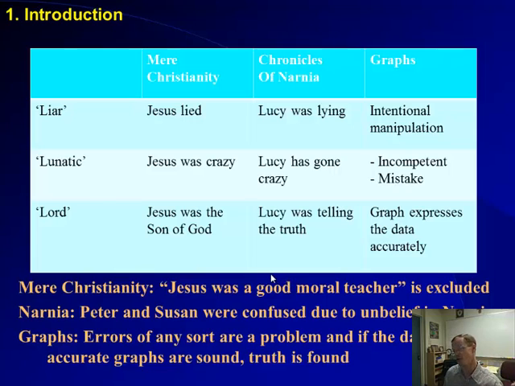So in the Chronicles of Narnia, we saw that Peter and Susan, with respect to their sister Lucy, she was either lying about Narnia, or she'd gone crazy, or she was telling the truth. But there wasn't some other possibility, and therefore, since they didn't believe she was a liar, and the professor said she's not crazy, he said, let's assume she's telling the truth.